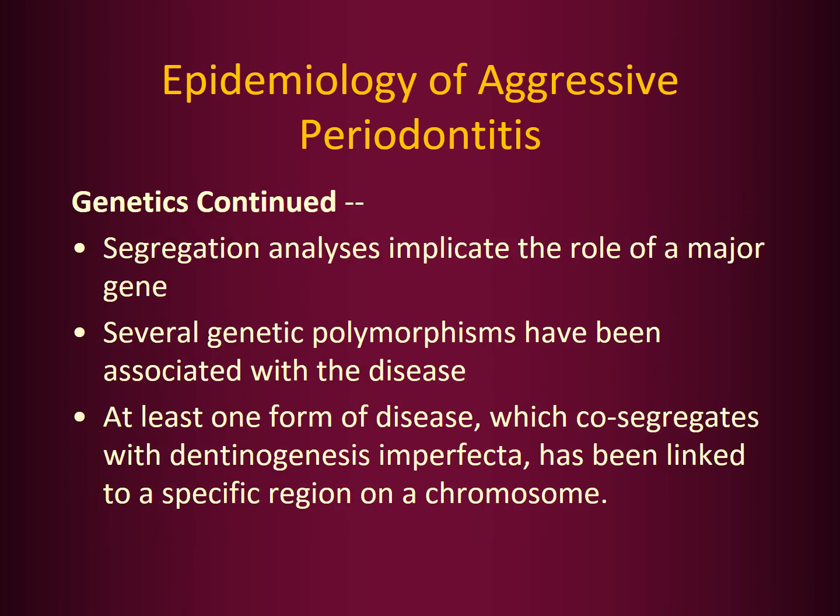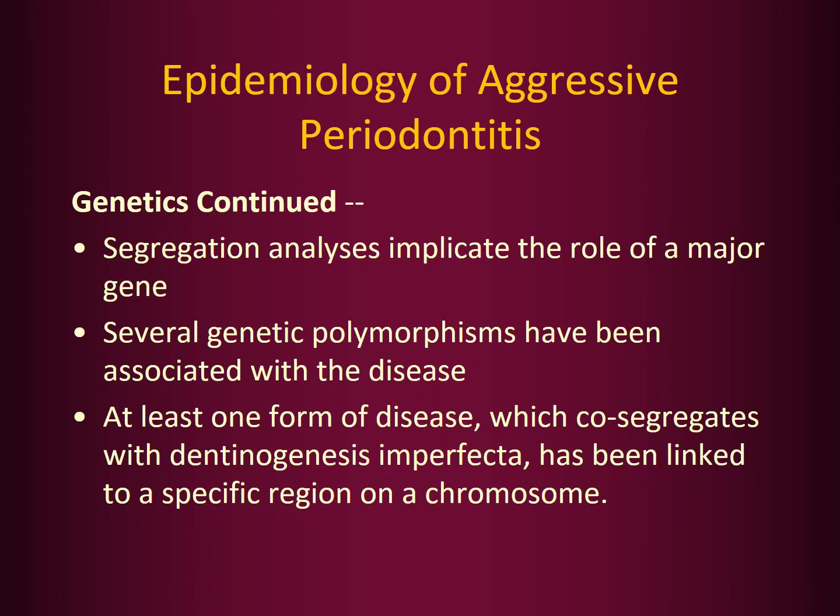And segregation analyses implicate the role of a major gene, possibly, that might control an individual's susceptibility to the disease. And then there are several genetic polymorphisms that have been associated with the disease as well. And at least one form of the disease which co-segregates with dentinogenesis imperfecta has been linked to a specific region on a chromosome.